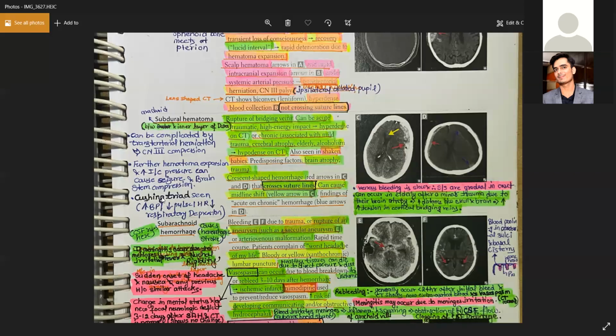The patient can also get Cushing's triad, with a high increase in intracranial pressure. Headache will be there, right? And yeah, that would be everything. Any doubts?